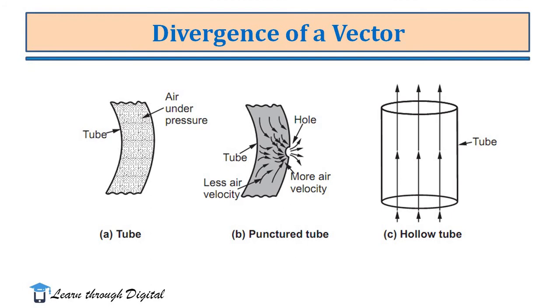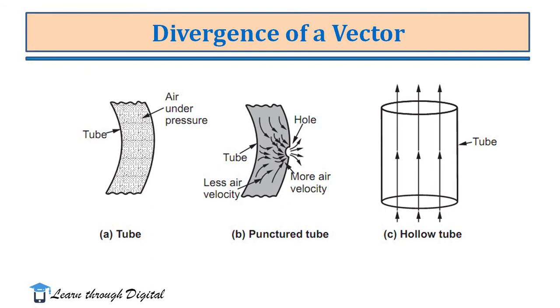At any point, the divergence is positive. The third figure illustrates the hollow tube. If there is a hollow tube, it is open at both ends. The air enters from one end, passes through the tube, and leaves from the other end. The velocity of air is constant everywhere inside the tube. In such a case, the divergence of the velocity field is zero inside the tube.